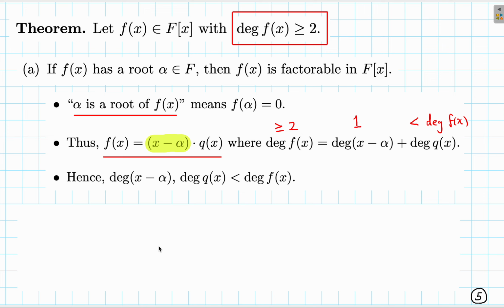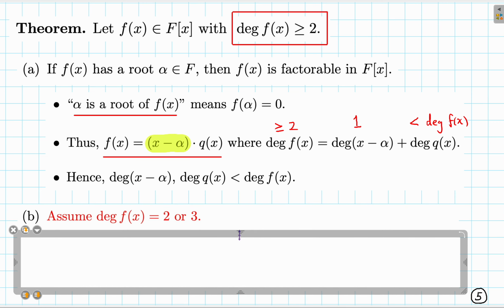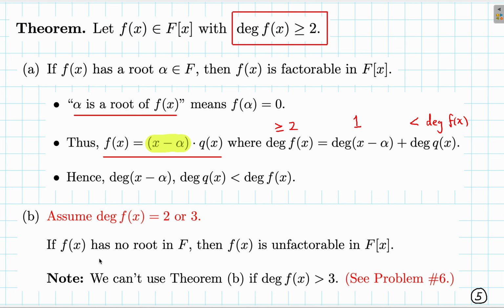Now, part A of this theorem deals with the case where f(x) has a root. But what if f(x) doesn't have a root? Well, that's part B, but we also need an extra condition. For part B, we must assume that the degree of f(x) is either 2 or 3. And if that's the case, we have the following. If f(x) has no root in the field F, then f(x) is unfactorable in the polynomial ring. And it's important here that the degree of f(x) is 2 or 3.